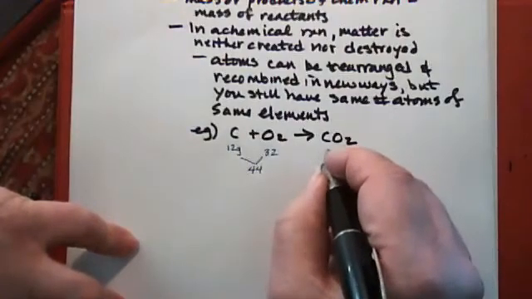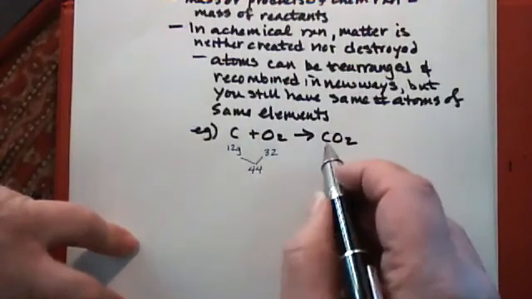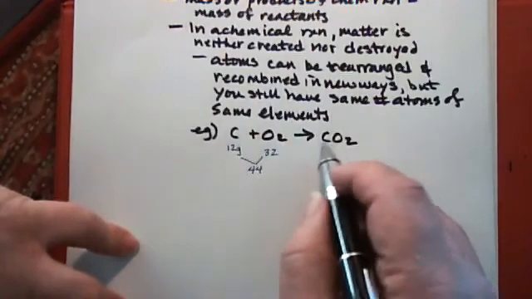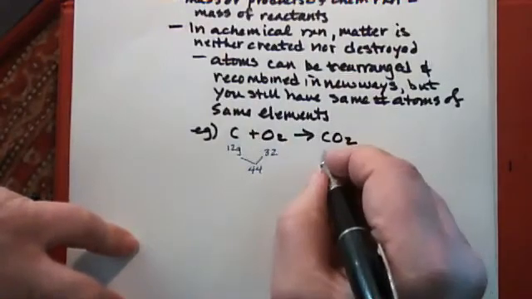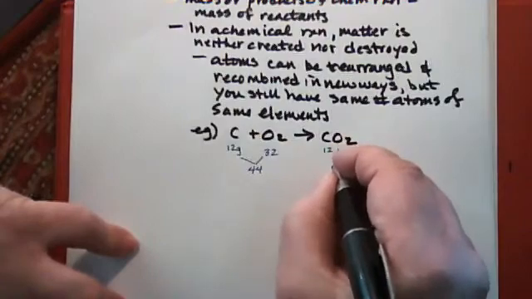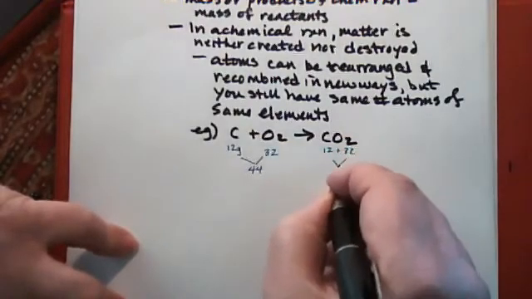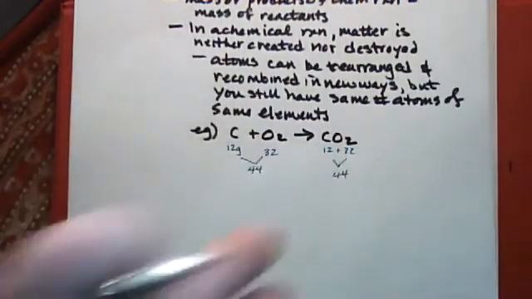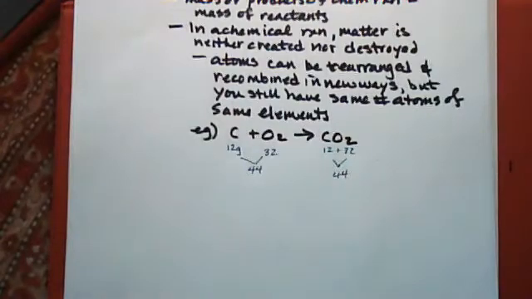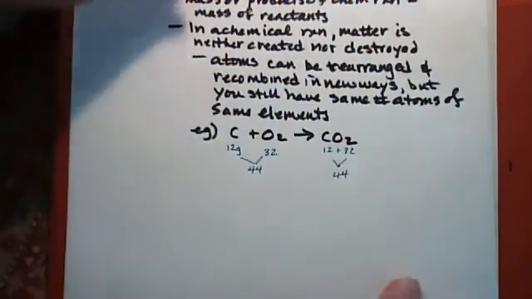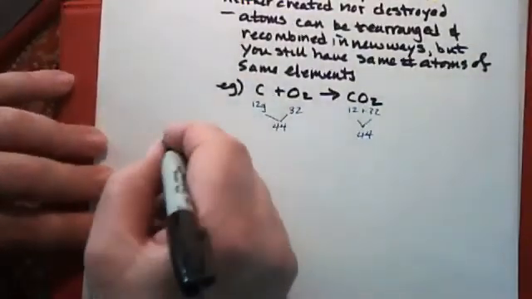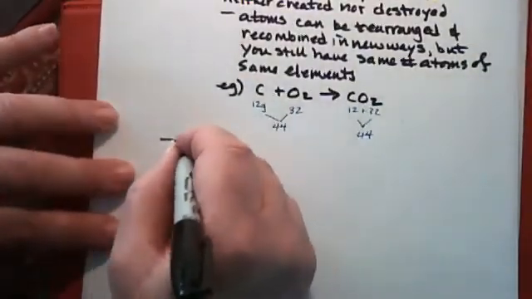Well, over here, you have one molecule that consists of carbon and 2 oxygens bonded to each other. That one molecule has a mass of 12 plus 32, which is 44. So the mass remains the same because you've got the same number of the same elements present. So that's your law of conservation of mass.